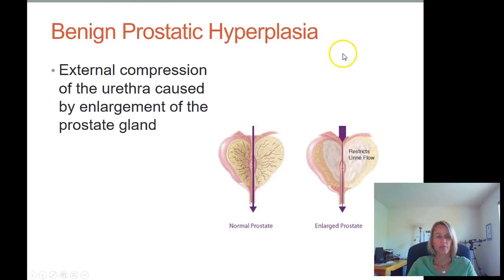Benign prostatic hyperplasia is another thing that can cause obstruction in males. And this is where we have an enlarged prostate. And remember, the urethra goes through the prostate in males. And if this is enlarged, this can restrict urine flow.